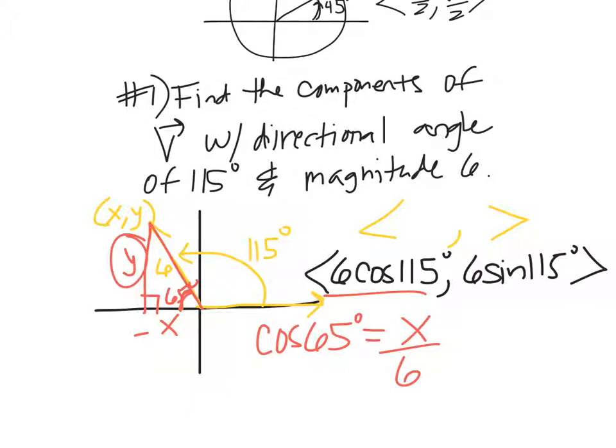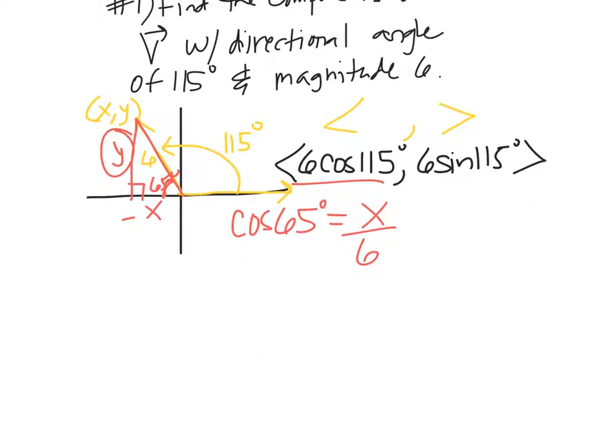But if you remember the formula, that's nice because all you have to do is just plug this in. So did you plug it in? Make sure that you're in degree mode. So we're going to go 6 times the cosine of 115.